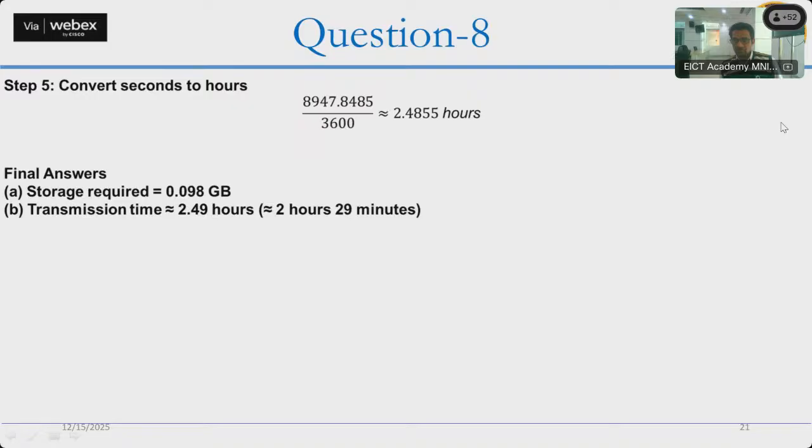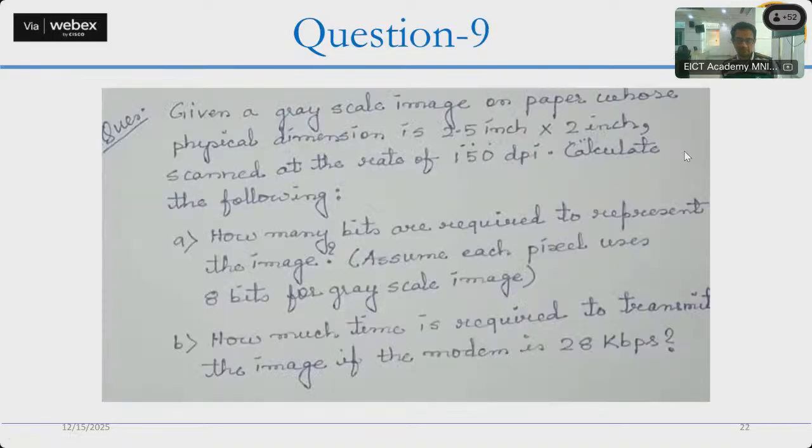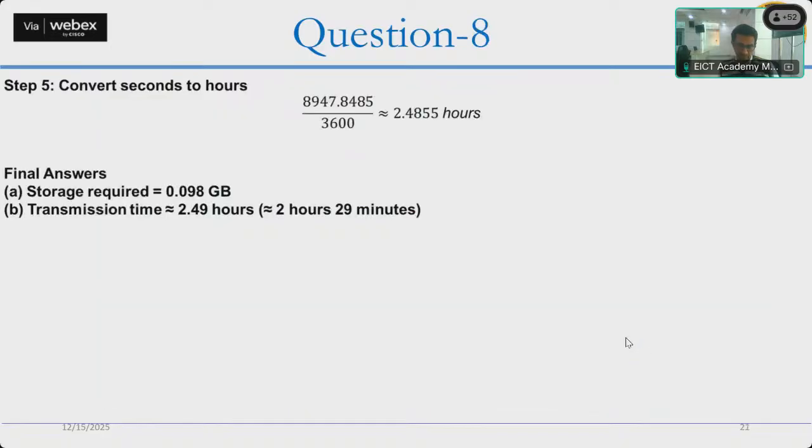If there is no question, we can move further. Now we take another problem. Given a grayscale image on paper whose physical dimension is 2.5 inch by 2 inch, scanned at the rate of 150 DPI, that is dots per inch. Calculate the following: how many bits are required to represent the image? And how much time is required to transfer it, given a rate of 28 kilobits per second?